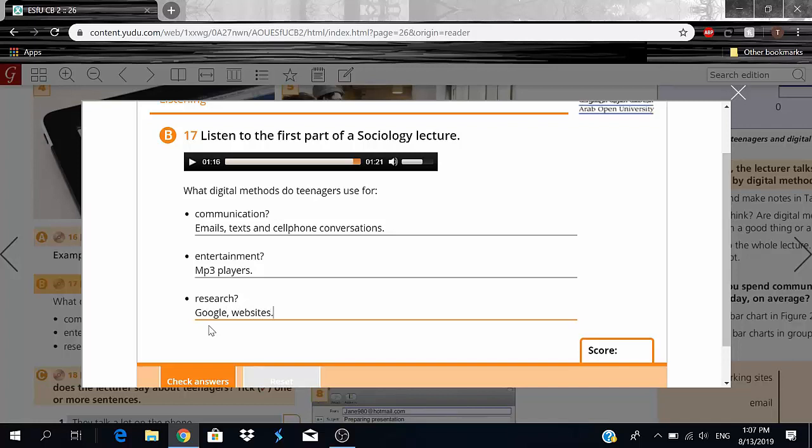Okay, so research: Google and websites, and that's it. Yeah, all right. So pretty simple stuff, you guys. Digital methods that teenagers use for communication: emails, texts, and cell phone conversations. Entertainment: MP3 players. And finally, research: they use the Google search engine and other different websites.